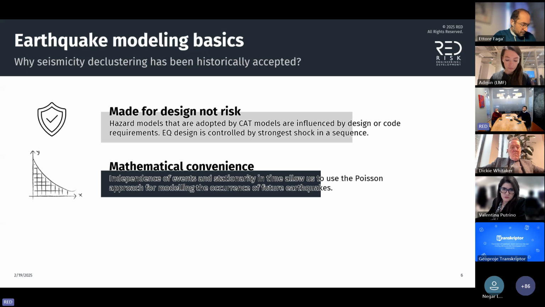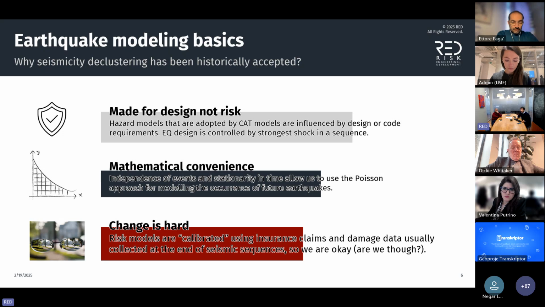Mathematical convenience is probably the strongest reason why the main shock only view is the prevalent one so far. And really, the independence of events and the stationarity in time, by removing the dependent events from your catalog and ending up with these independent main shocks, is what grants us the ability to use the Poissonian approach to essentially model the interarrival times between earthquakes.